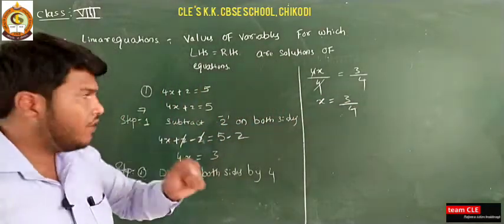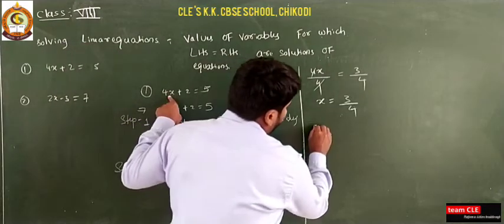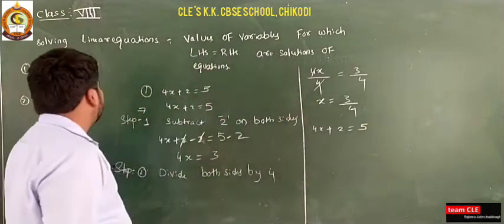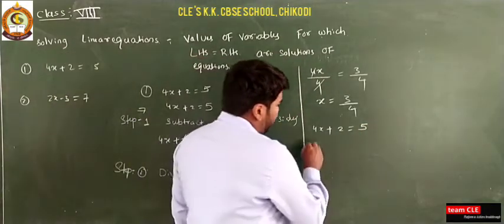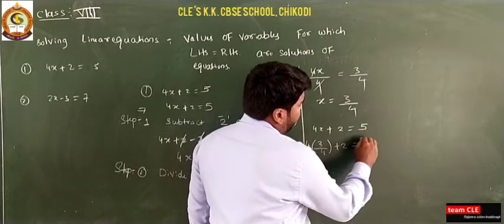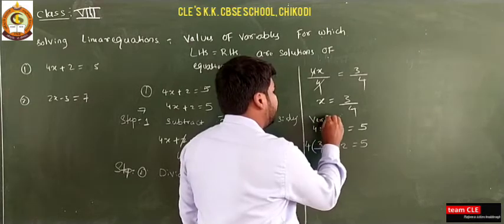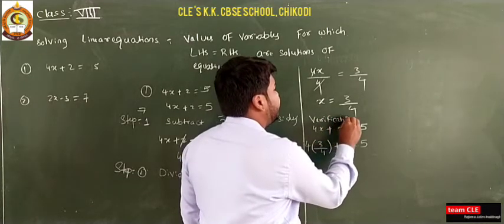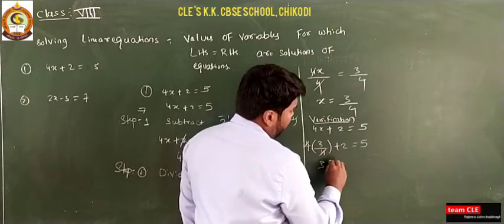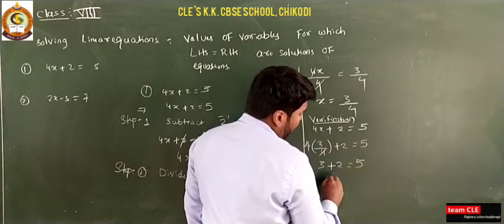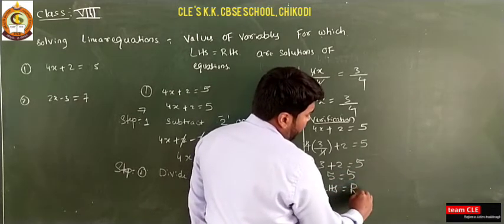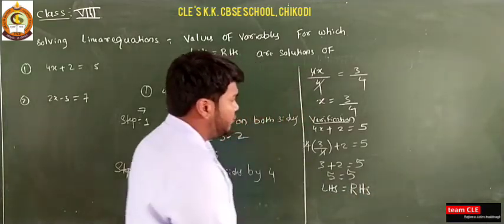Now you need to verify in this equation. The equation is 4x plus 2 equals 5. So I take 4 times 3 by 4, plus 2, which should equal 5. This is the verification. Now 4 gets cancelled, so the remaining is 3 plus 2 equals 5, and 5 equals 5. Again LHS is equal to RHS.